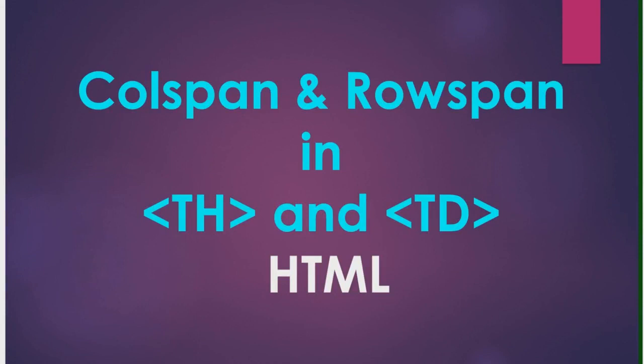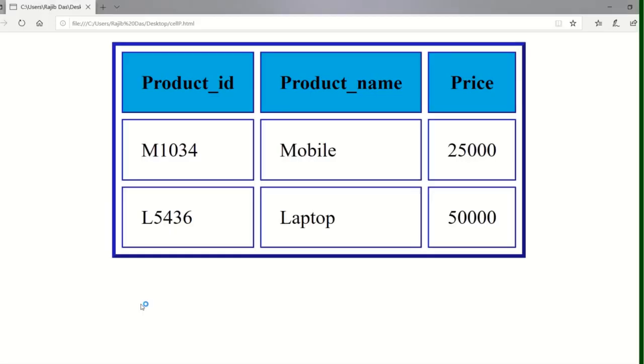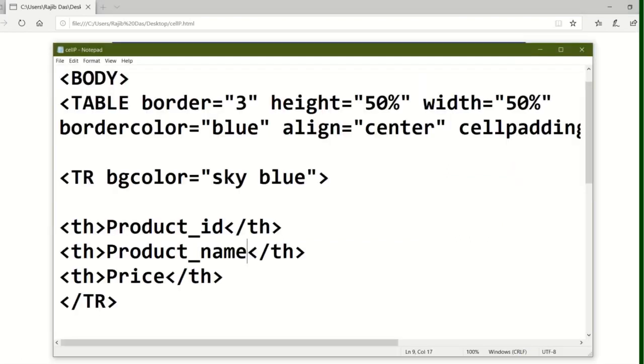Today's topic is colspan and rowspan in the TH and TD tags in HTML. So let's see how to put these two attributes in HTML. This is our table, and in this table I am applying rowspan and colspan. First, see the notepad document.